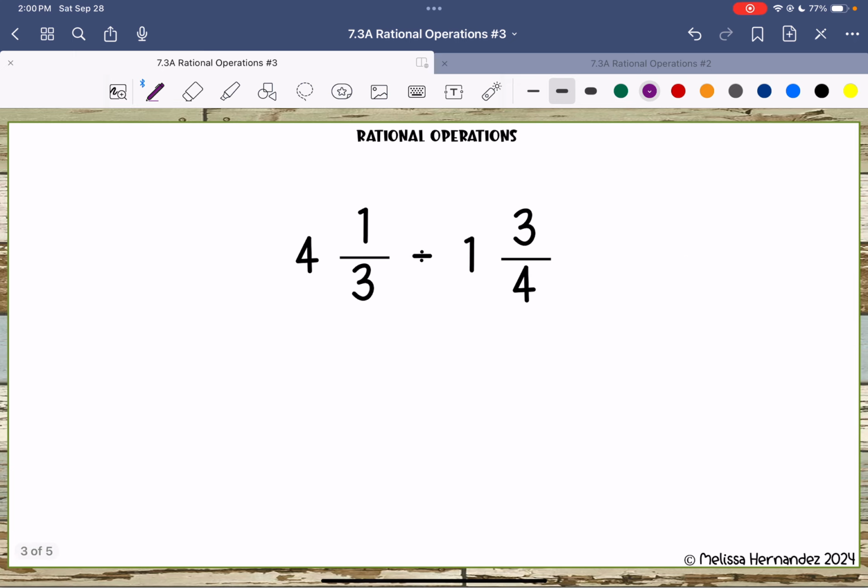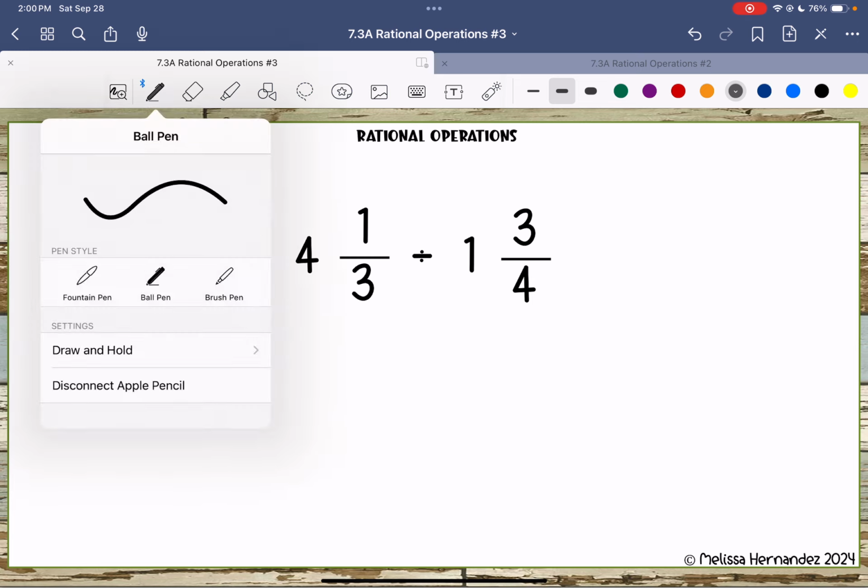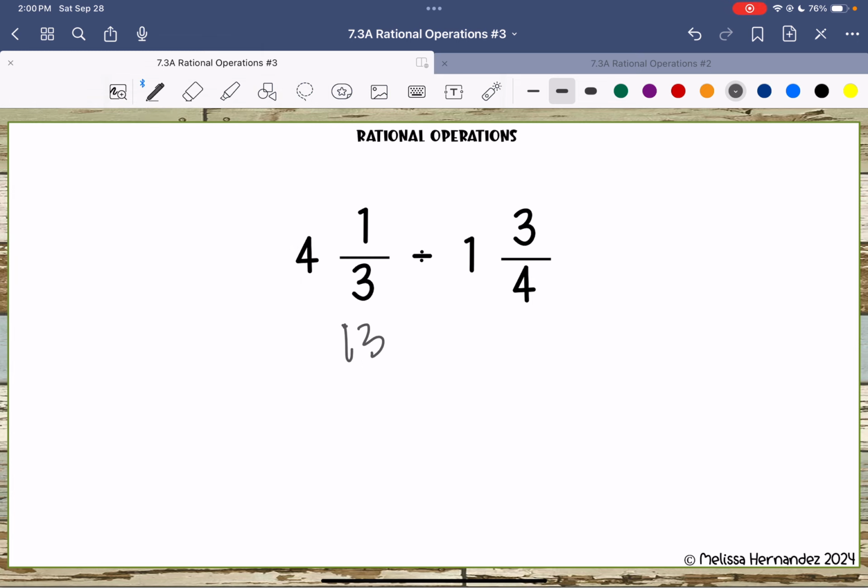So for the first one, it says 4 1/3 divided by 1 3/4. We don't actually divide fractions, we will multiply by the reciprocal. But before we do anything, we have to convert this to improper fractions. 4 1/3 becomes 3 times 4 is 12, so this becomes 13/3. And 1 3/4 becomes 7/4.